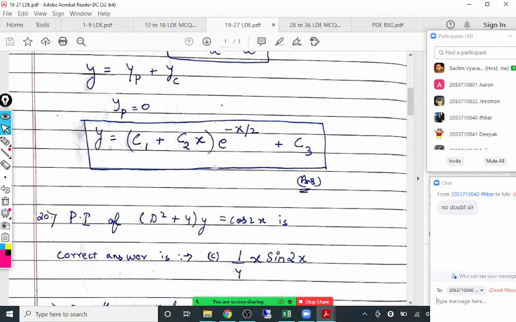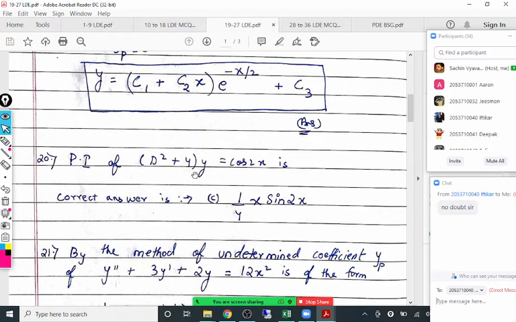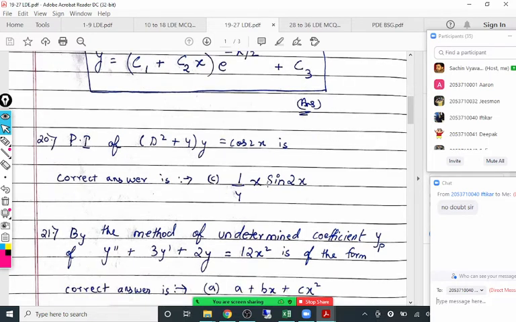Okay, that's correct. The equation is (D square + 4)y = cos 2x. Then what is the particular integral, yp? Here the answer is written directly: 1/4 x sin 2x. Yes, this is the correct answer, because you will clearly observe the method. What is the method for trigonometric functions?